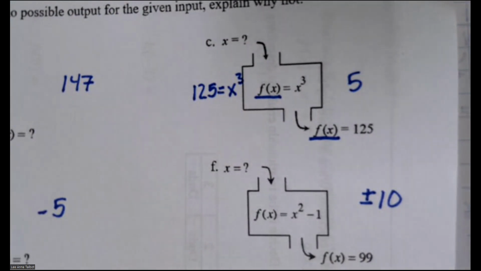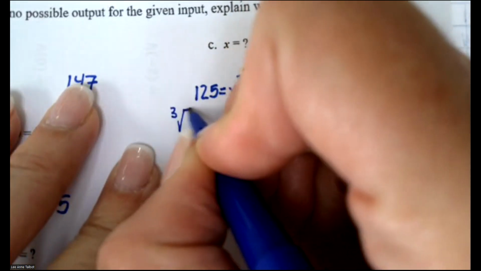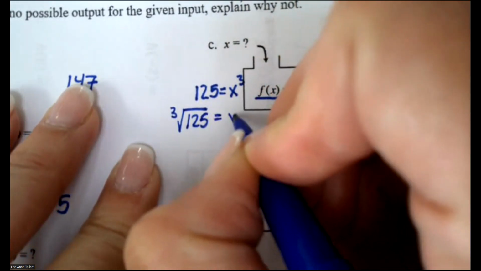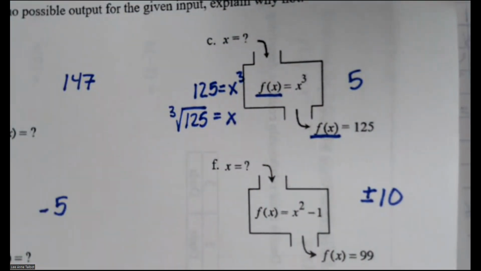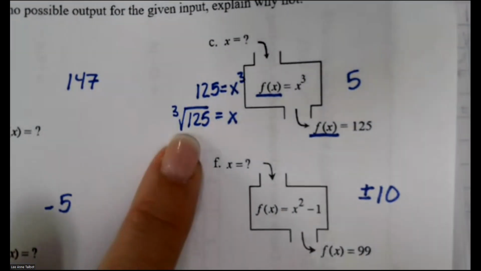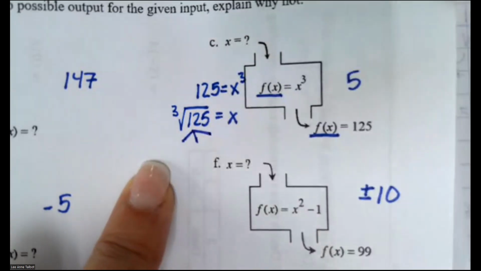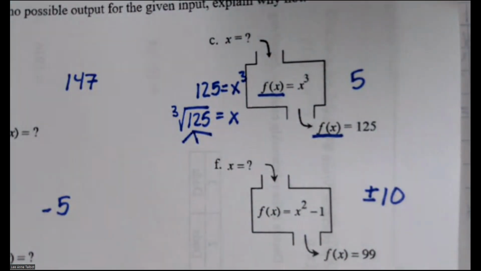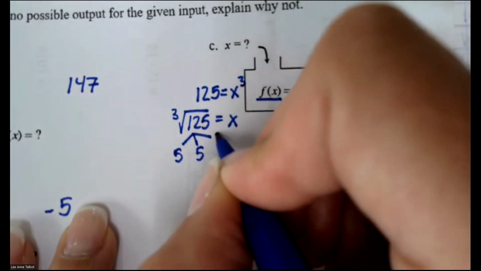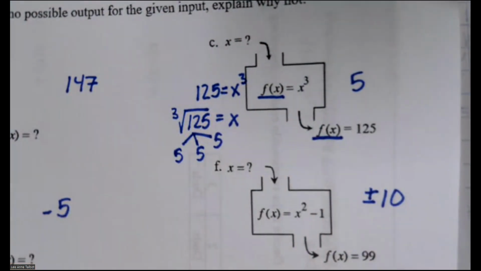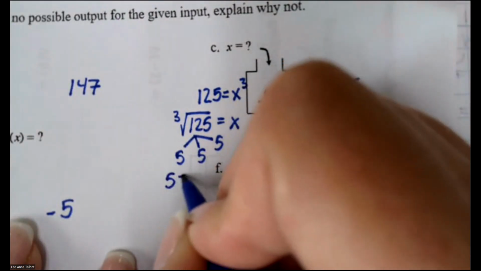How do I undo a cubed, Landon? Square root. Almost. Cube root. Okay, so it looks like this. Cube root both sides. So undoing a cubed is a cube root. And this is great. We can go over this again. So when you have a cube root, you make 3 branches off of it because it's a cube root. And you have to think what times itself times itself is 125. And the answer is 5. 5 times 5 times 5 is 125. So 5 equals x.